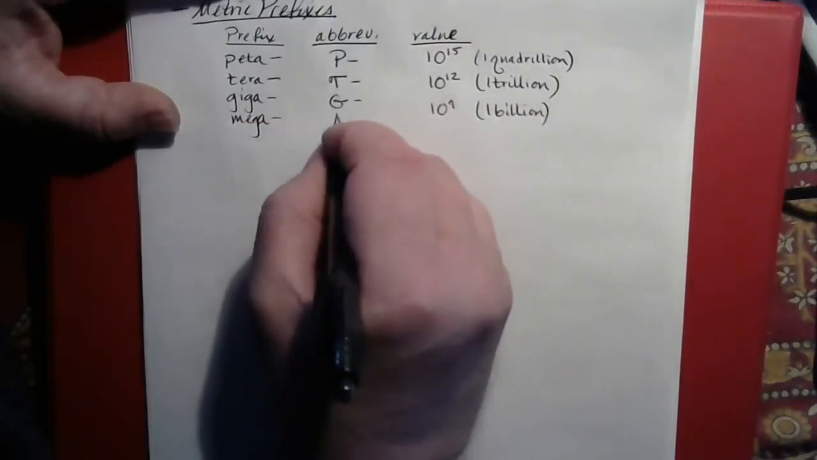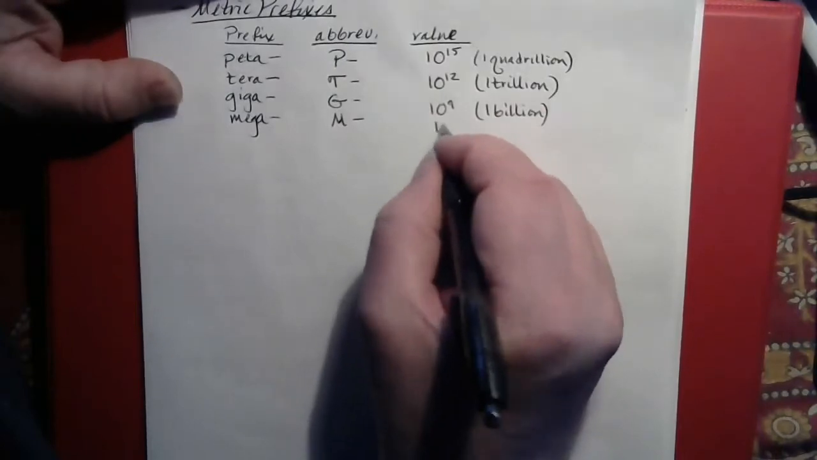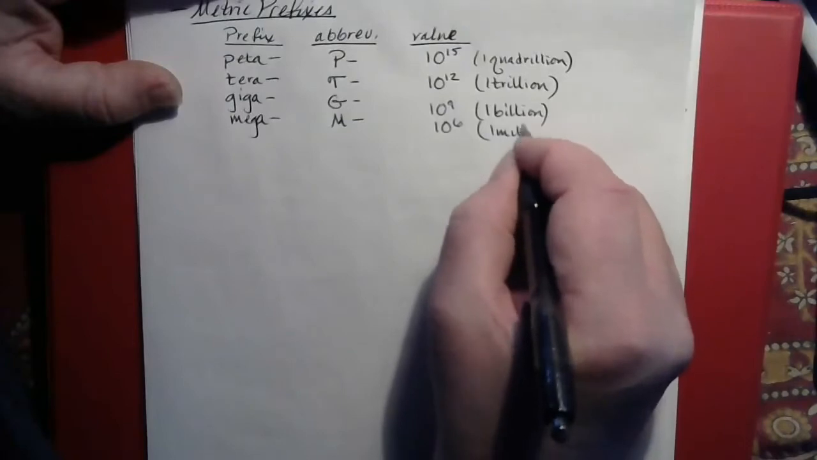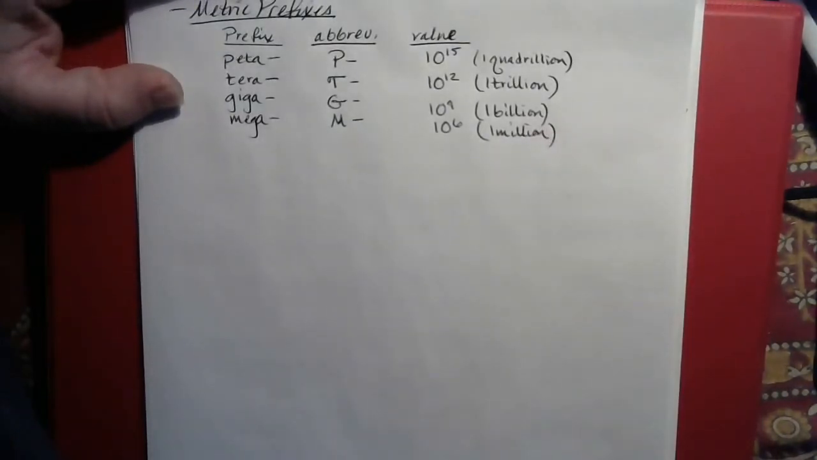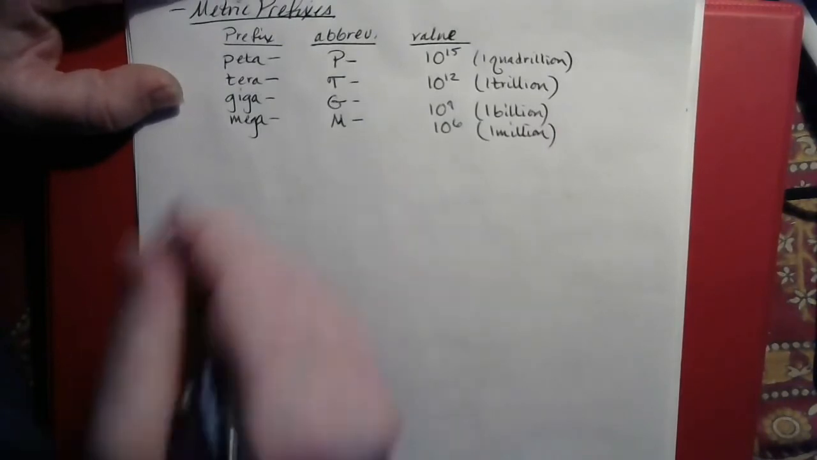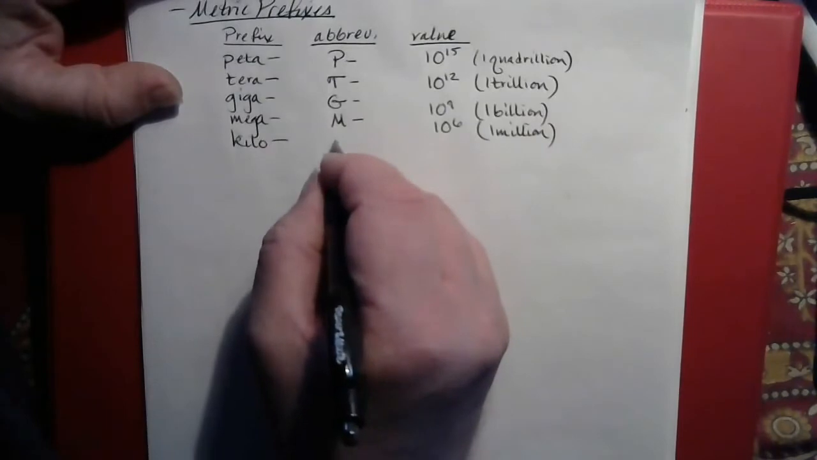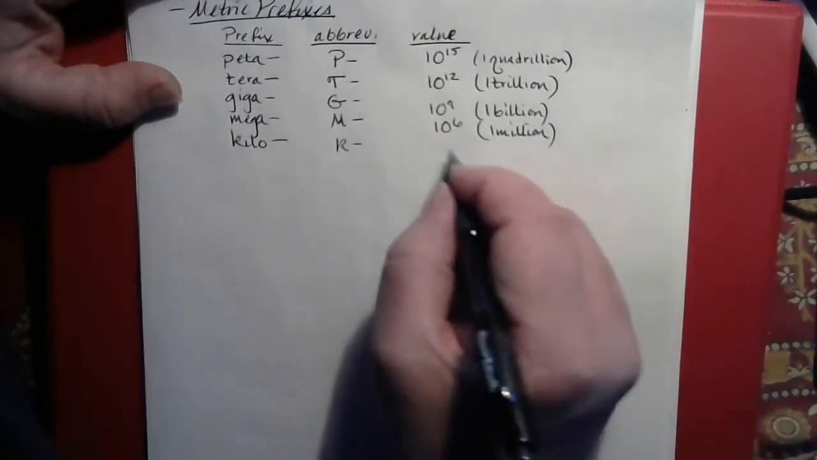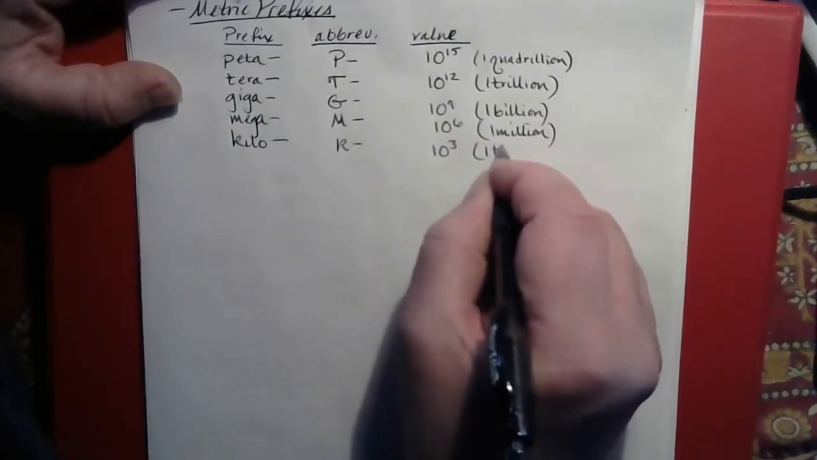Mega being next is capital M, and that would be 10 to the 6th or 1 million. And then kilo, and that's a lowercase k actually, and that stands for 1,000 or 10 to the 3rd.